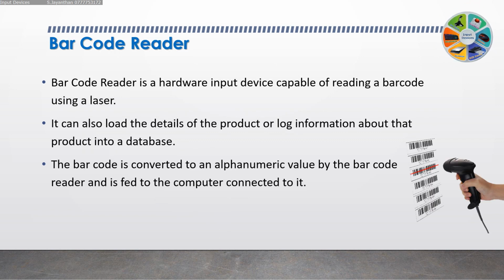Barcode reader. A barcode reader is a hardware input device capable of reading a barcode using a laser. It can also load the details of the product or log information about the product into the database. So the barcode is converted to an alphanumeric value by the barcode reader and is fed to the computer connected to it.